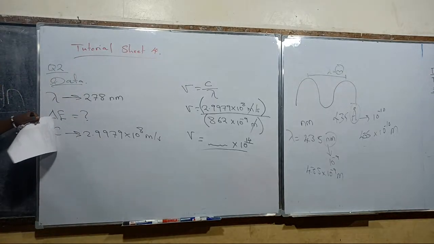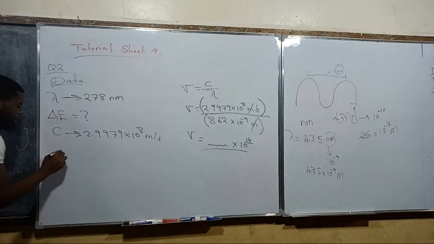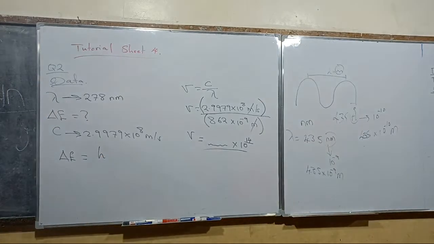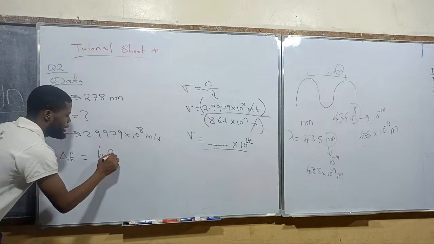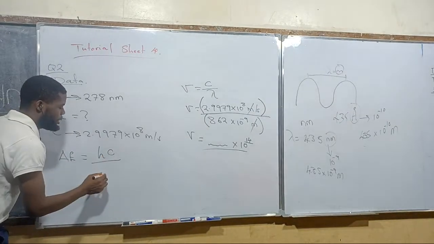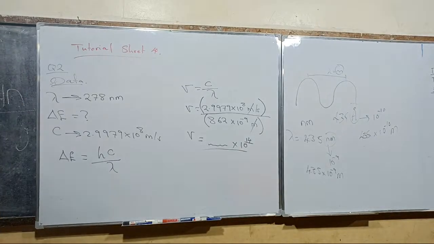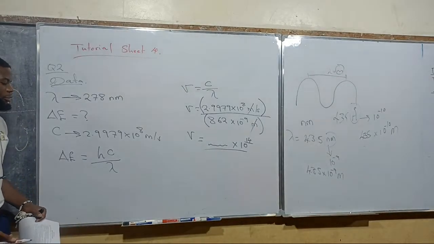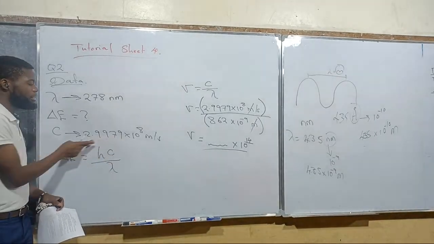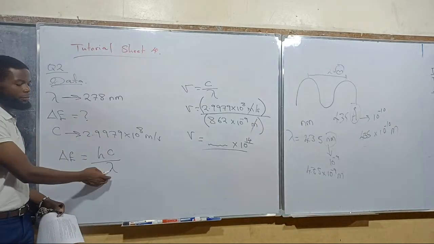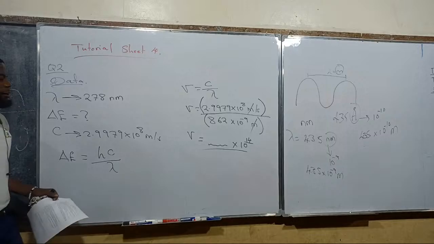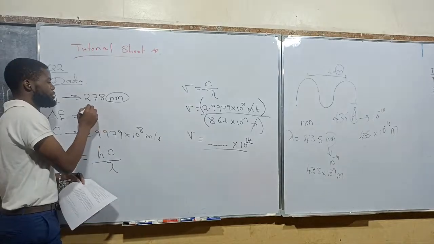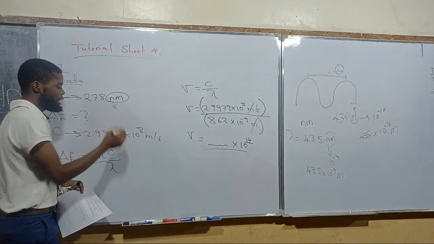Okay, so now because we are calculating the change in energy, delta E, the change in energy is equal to Planck's constant multiplied by the constant speed of light, everything divided by what? The lambda, the wavelength. Planck's constant, I've already given the value. This is the constant speed of light, it's already here on top. Divided by the wavelength. Now with the wavelength, always keep in mind the units. So you get your nanometer with that.